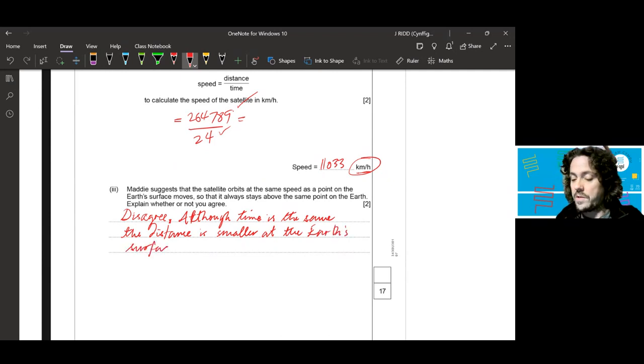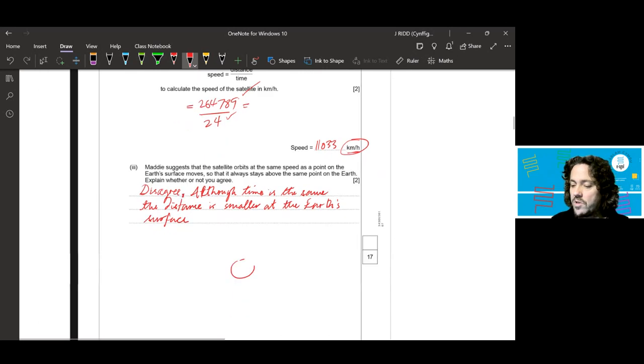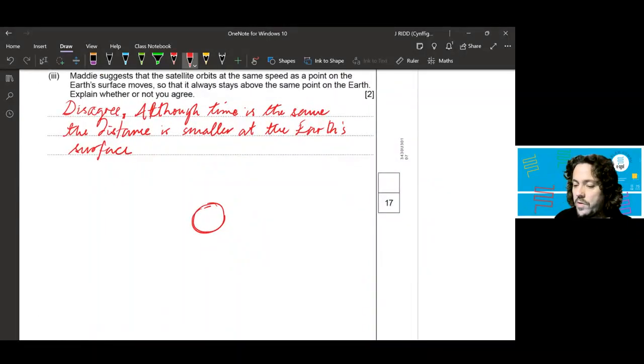And that should suffice. Yes, both the point on the Earth's surface and the satellite take the same amount of time to complete one orbit. However, if you imagine a little diagram to just illustrate and hammer this point home, this is the Earth and this is our satellite.